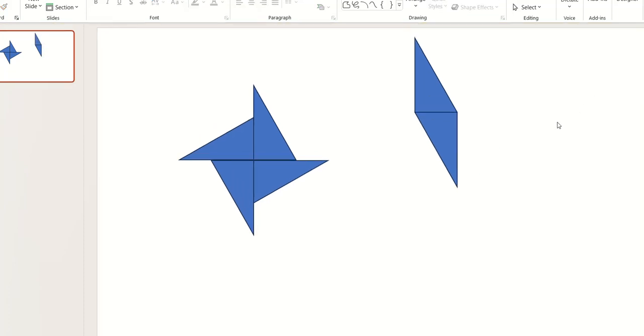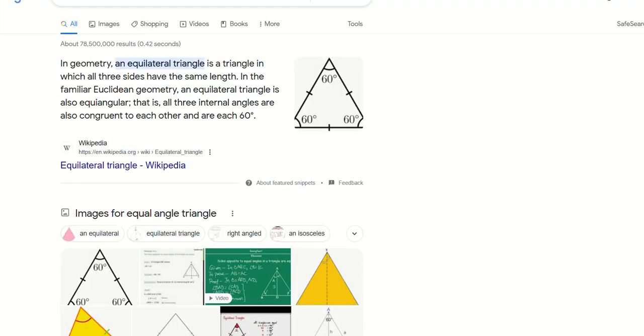So at least 10 designs you have to make. Whatever way you want, you can make it. Come up with different creative ideas, right? Okay, yeah.